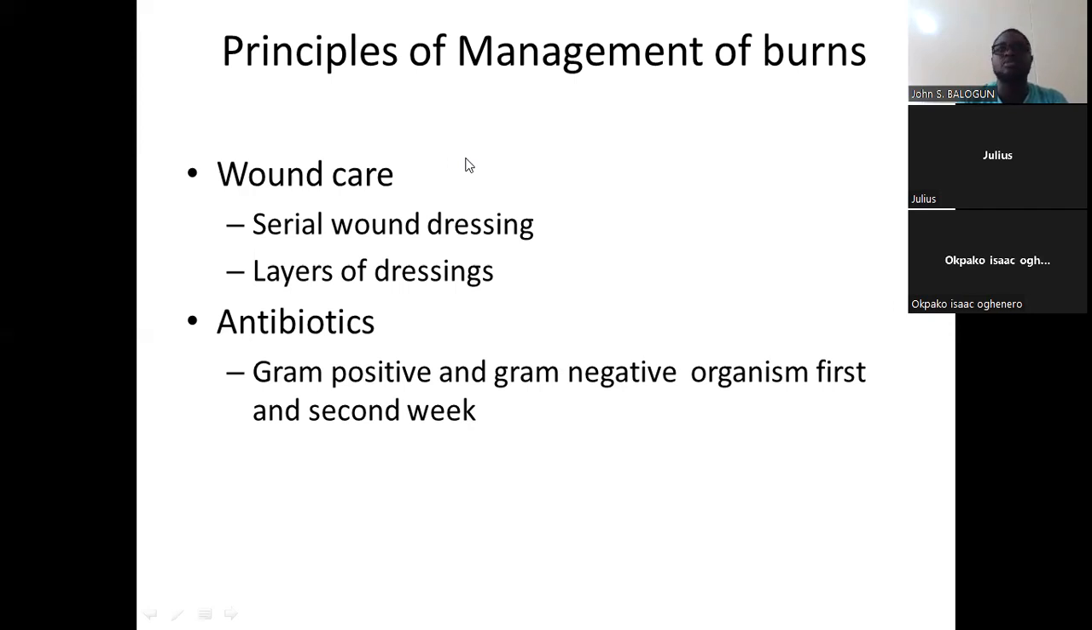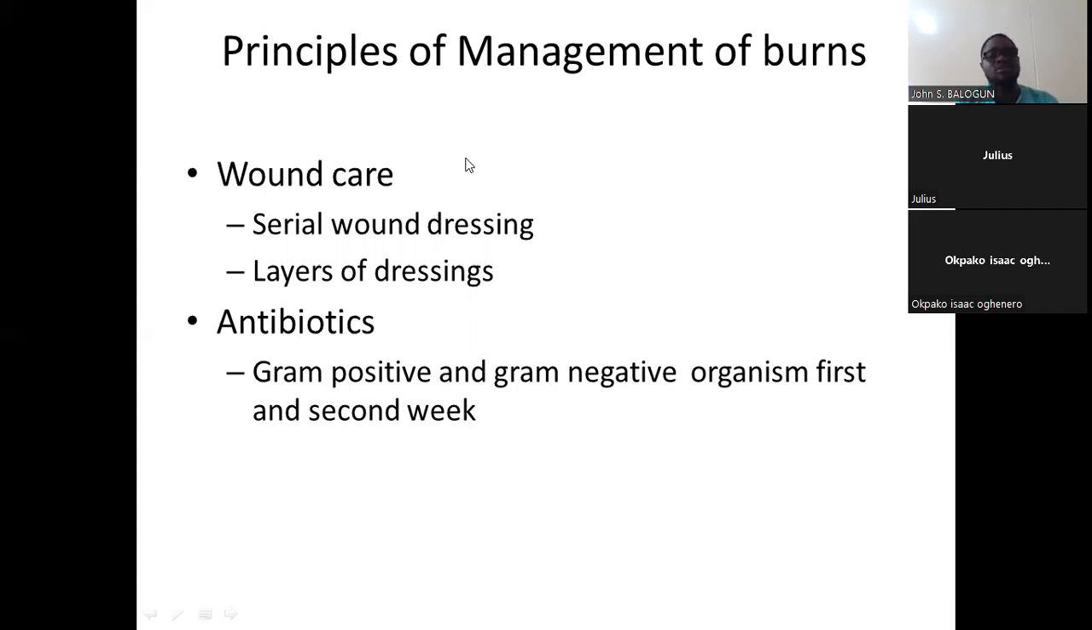Having dressed the patient's wound, what are the signs that will make you want to change your dressing? If you are seeing that the dressing is stained, you have to change your dressing. That's a classical sign that tells you that you need to change your dressing.